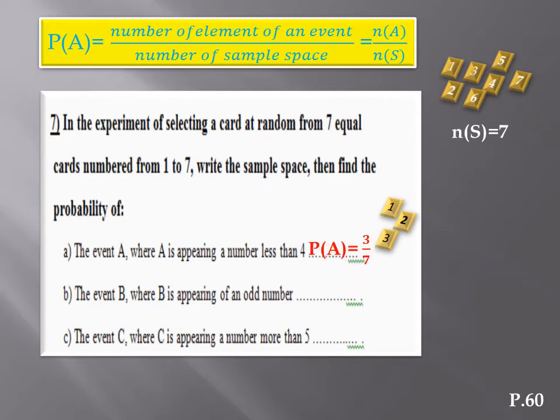The probability of B, the appearance of an odd number. I need all the odd numbers: 1, 3, 5, and 7. How many odd numbers? 4. Then the probability of B equals 4 over 7. The event C is a number more than 5. I need the numbers more than 5, which are 6 and 7. The probability of C will equal 2 over 7.